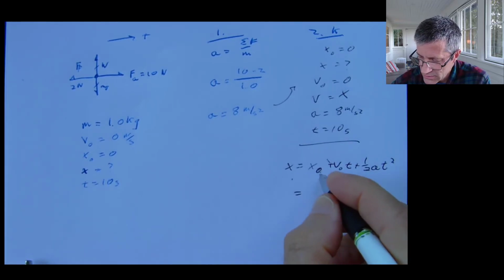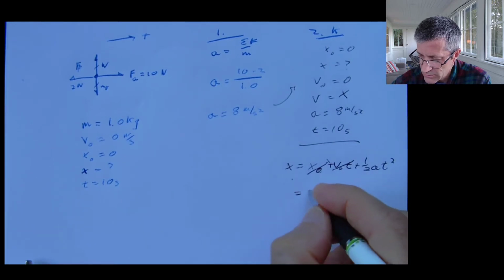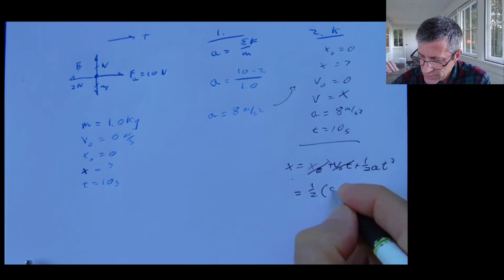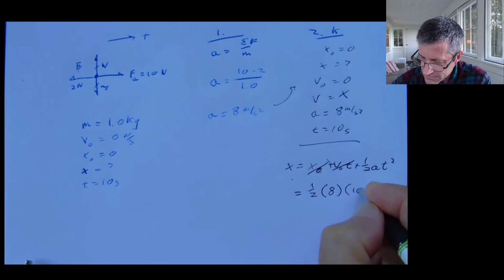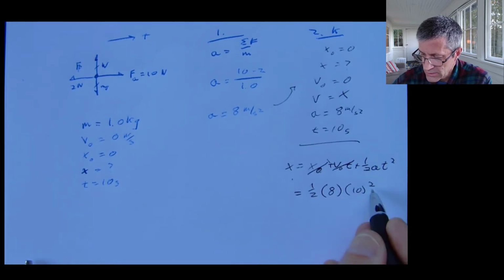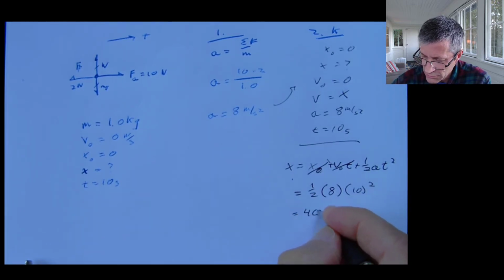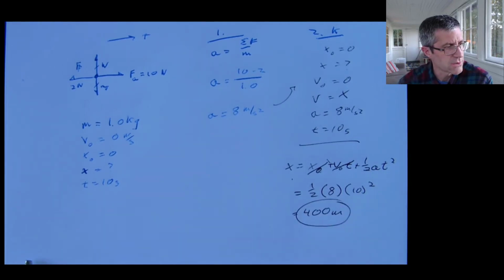x naught plus v naught t plus 1/2 a t squared. What am I looking for? I'm trying to get to the final position, so I don't need to rearrange anything. I plug in numbers. This is going to be 0. This is going to be 0. So I'm going to have 1/2 times acceleration times time squared, so it's going to be 4 times 100. So I'm going to get 400 meters for an answer.